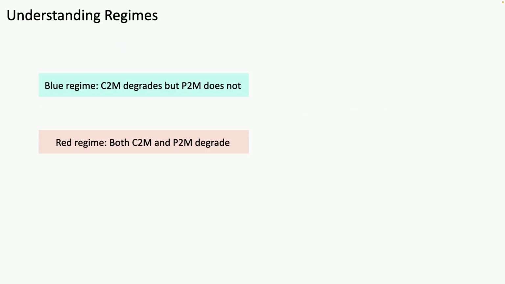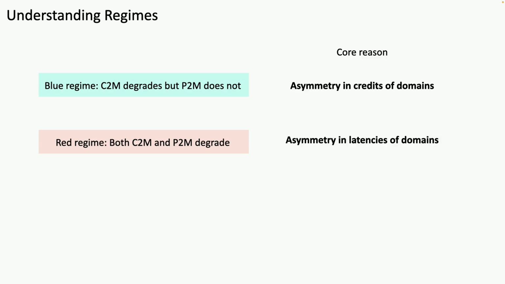So now let me give you some intuition of how we can use the idea of domain-by-domain flow control to explain the regimes that I showed you before. What I'm about to say is going to be very high level. The idea is just to give the intuition. It's by no means precise. Please see the paper for that. It turns out that the core reason for the behavior in the blue regime is asymmetry in the number of credits available to the different domains. And for the red regime, it's because of asymmetry in the latencies of the domains.